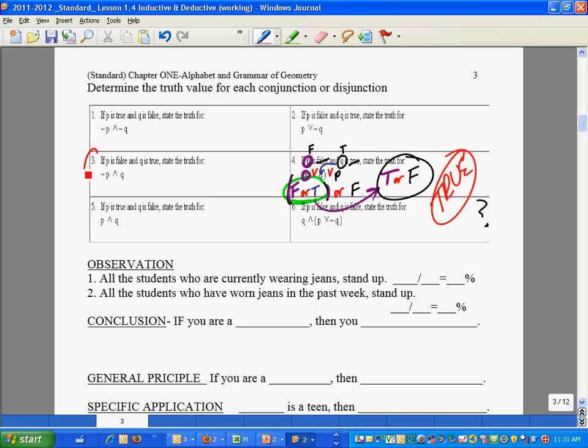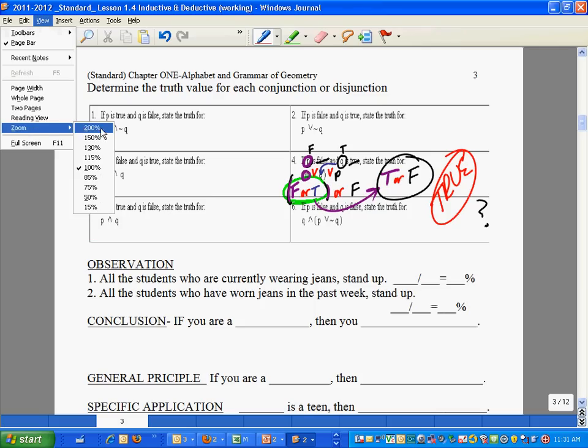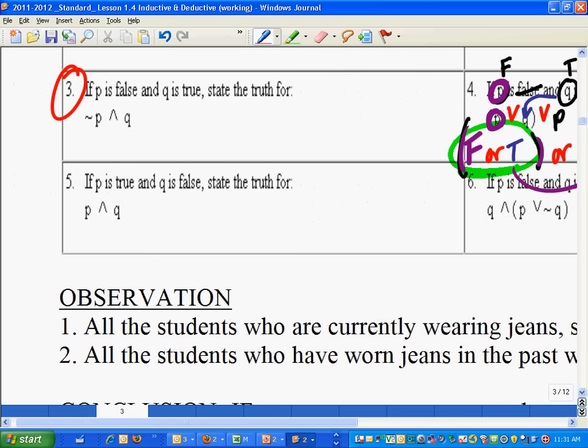So, now, if P is false, opposite P is? True. That's true. Okay? That is an and statement. We're told Q. What are we told about Q? It is true, so that's true. Okay, now look at the whole value. An and statement is only true if both are true. Are both true? Yeah. Good, then it's true. Ta-da!